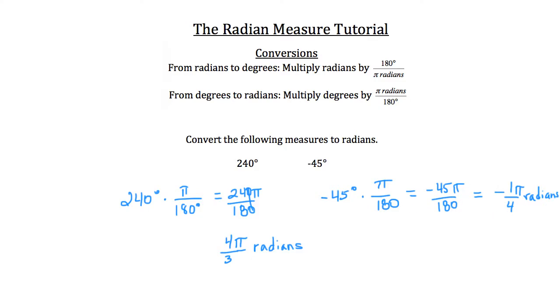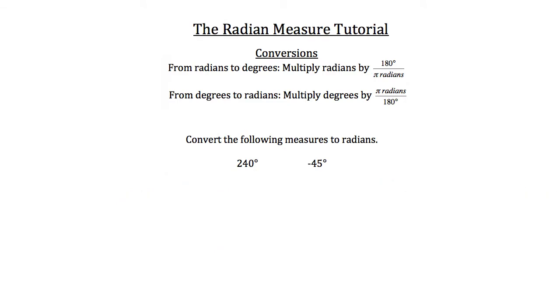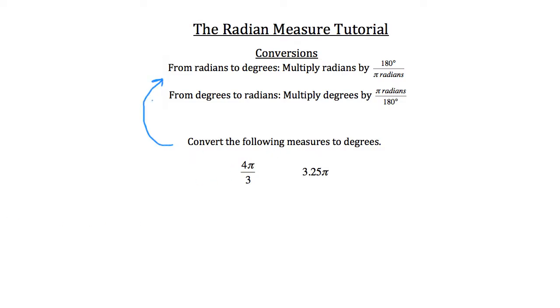Now let's go the opposite direction. Let's go from radians to degrees. So convert the following measures to degrees, and we're going to use this top formula when we go from radians to degrees. It's just the reciprocal of the bottom formula. We're going to be multiplying now by 180 over pi. So for this first problem, we have 4 pi over 3 radians times 180 degrees over pi.